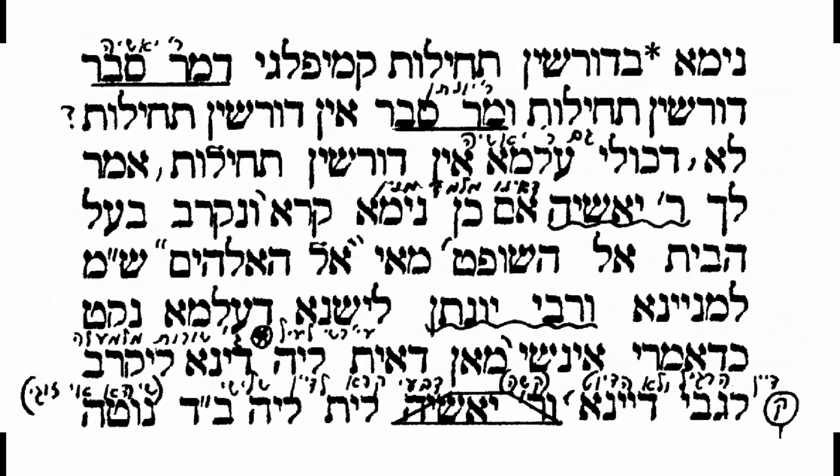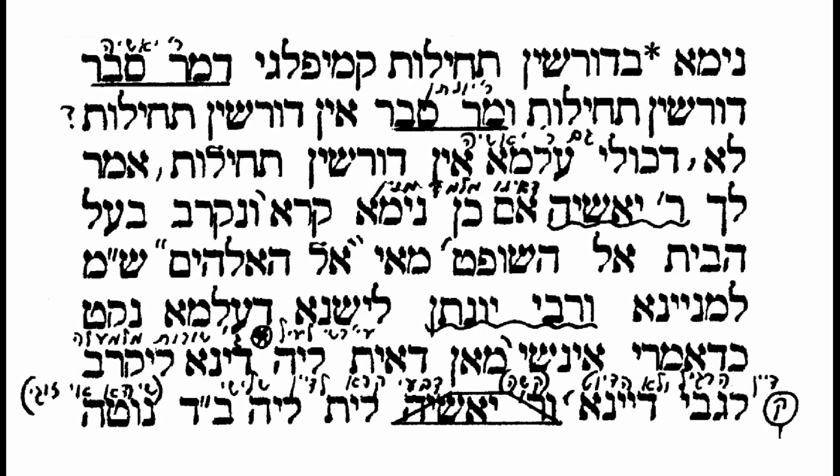We can see from this source that Rav Yoshia and Rav Yehonasan agree that you have to have 3, but they're not in full agreement, otherwise they wouldn't be taught together in the same source. So what's their point of difference? Neima bedorshin tchilos komiflagi. Maybe we can suggest that they argue as to the issue of darshaning, of using an opening pasuk for the purpose of numbers.